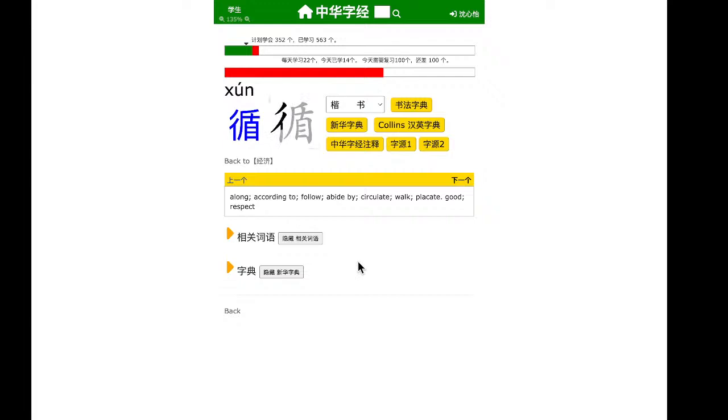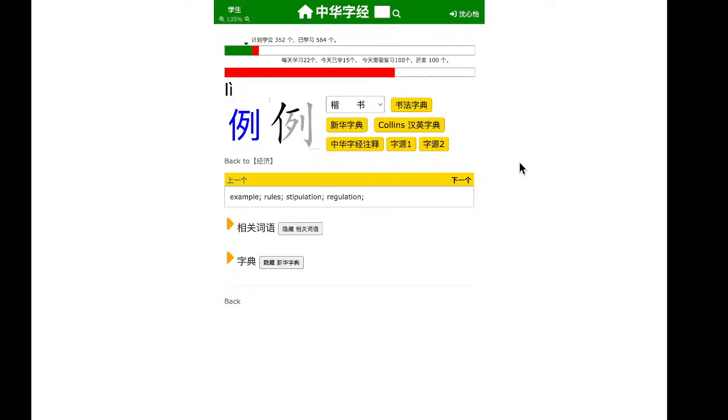循 means along or according to or follow. So it refers to things that circulate, like 循环. 环 is a ring or a circle, right? And 循 would be like it follows along according to the circle, like the path of a circle, so it circulates.